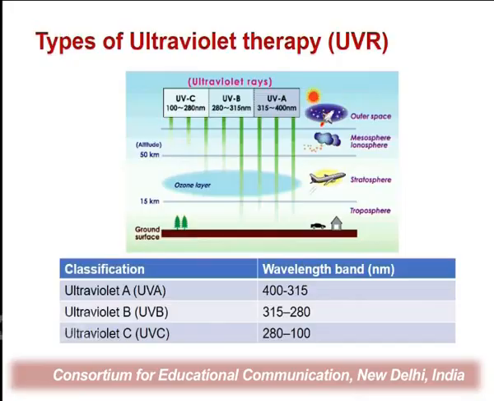So let's look into the types of ultraviolet rays. You can see in the picture there are three types of rays: UVA, UVB and UVC. We can see that UVA and UVB can reach the earth, and UVC is not able to reach the earth because of the ozone layer, and they have different wavelengths.